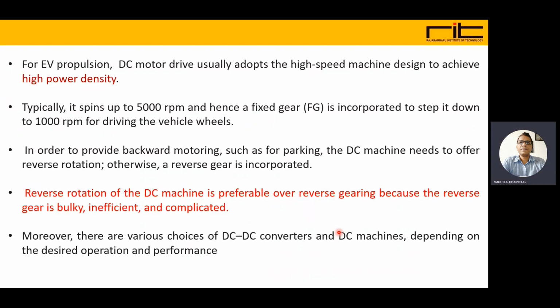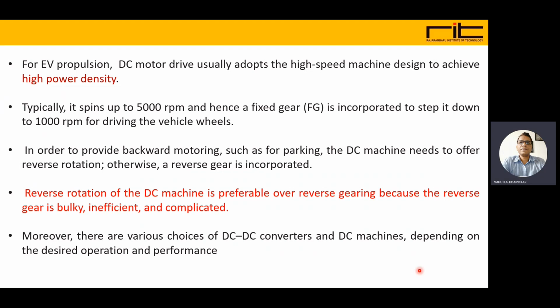For electric vehicle propulsion, DC motor drive usually adopts a high-speed machine design to achieve high power density. As the speed of the machine is increased, high power density can be achieved. Typically, the machine spins at 5000 RPM, and hence a fixed gear is incorporated to step down to 1000 RPM for driving the vehicle wheels, or as required. So high speed is reduced to low speed using a fixed gear to match the wheel speed.